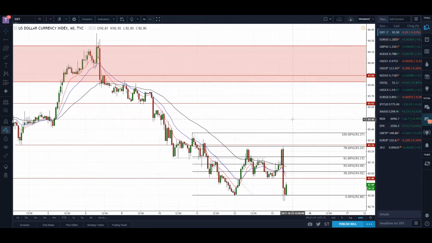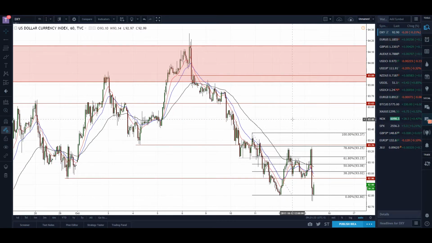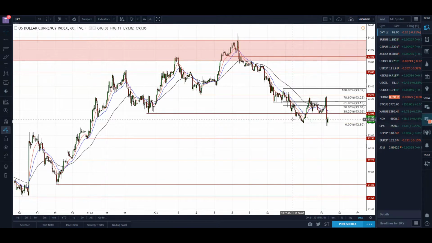I just wanted to come on real quick and show you some dollar index analysis that I'm looking at and kind of what I'm looking for next week.